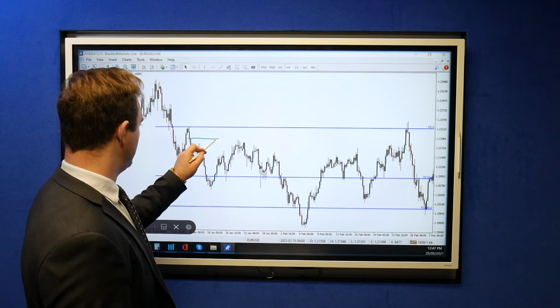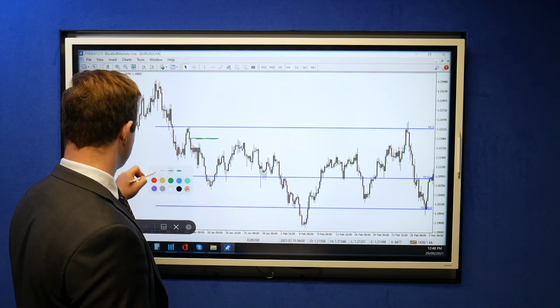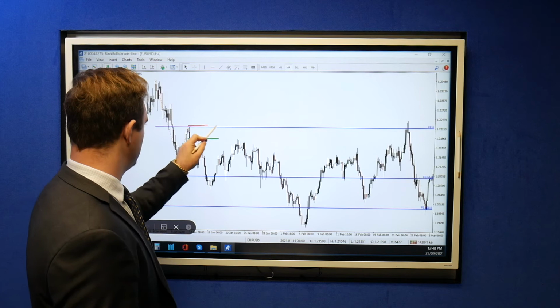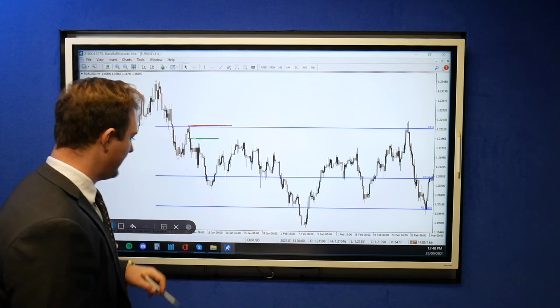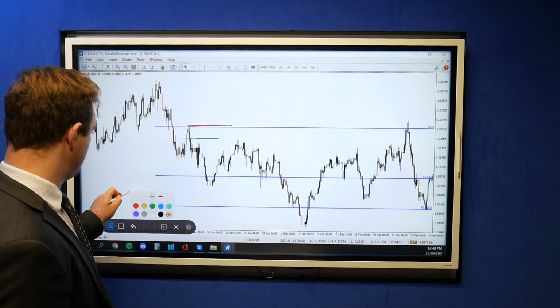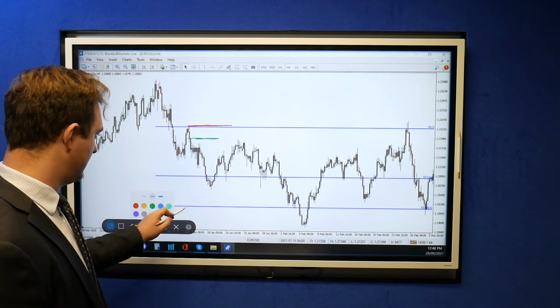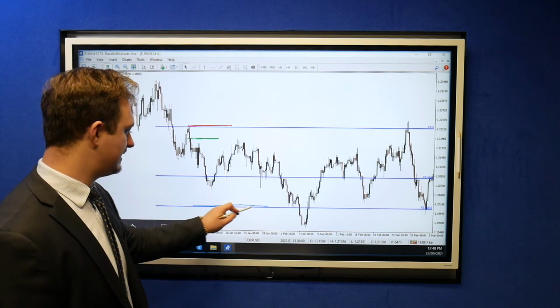We had the entry over here. We had our stop loss just above, all right? And we had our take profit target right over here. So take profit was over here. Now, obviously, take profit didn't get hit.